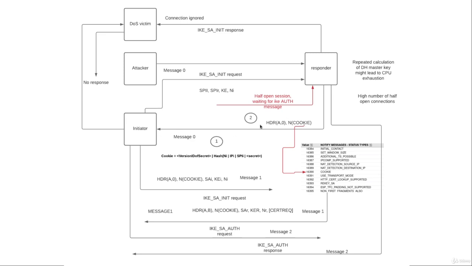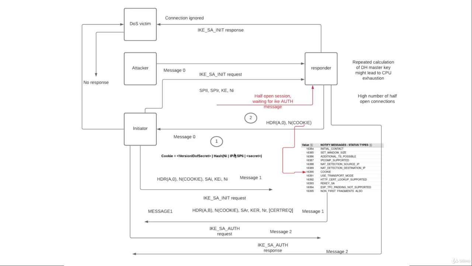It will send an informational message of type notify with a message type of 16390, specified in the RFC. This cookie consists of a secret made up by the responder. This could be anything, making it a random value. It will create that secret and concatenate it with the nonce of the initiator, the SPI of the initiator, as well as the IP address of the initiator. It will calculate the hash of that string, which is the concatenation of the nonce initiator, the IP of the initiator, and the SPI ID of the initiator, concatenated with the secret.